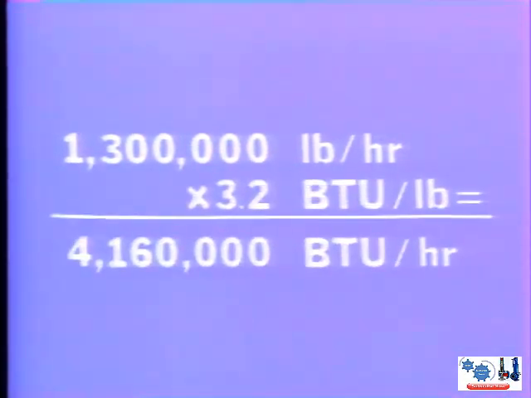Now, let's determine how many BTUs per hour are lost in a 5-degree loss in superheat. To do this, we multiply the number of BTUs per pound by the number of pounds of steam that flows to the turbine every hour. This is about 1.3 million pounds per hour in the plant we're talking about. This works out to be 4,160,000 BTUs per hour, which are not reaching the turbine when there's a 5-degree loss in superheat.